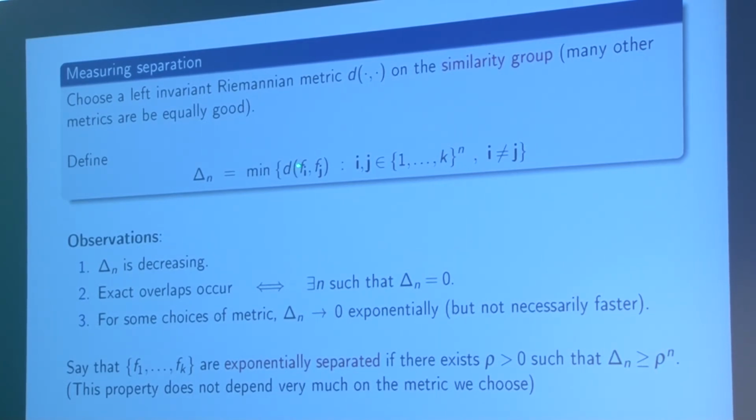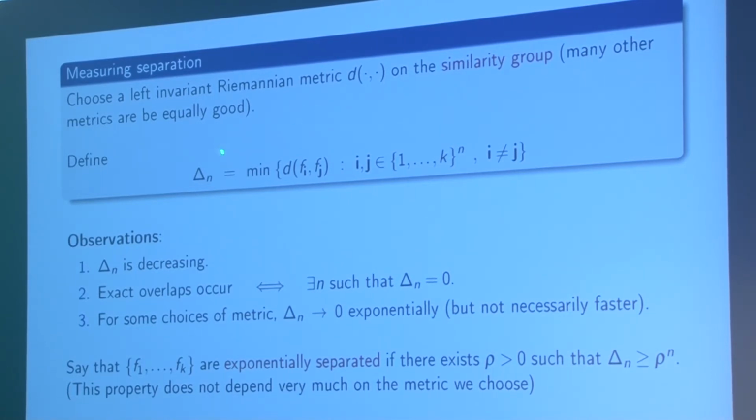So the compositions that you get by composing n of the maps can come very close together, but there is some very small exponential lower bound on the distance between them. So this is essentially a Diophantine condition. Okay, we'll talk about that more later.